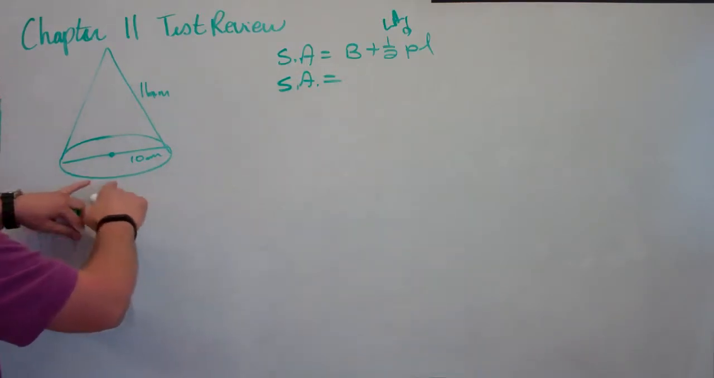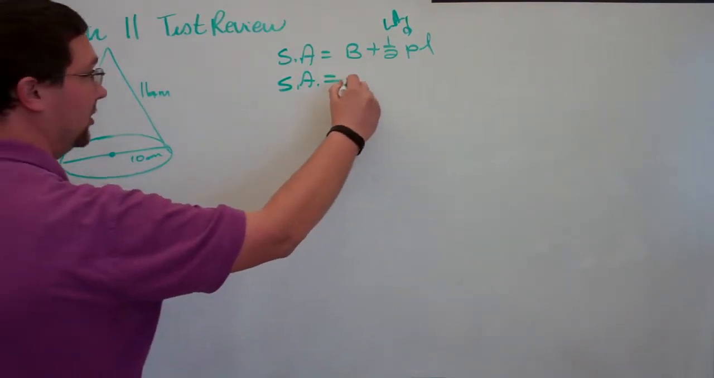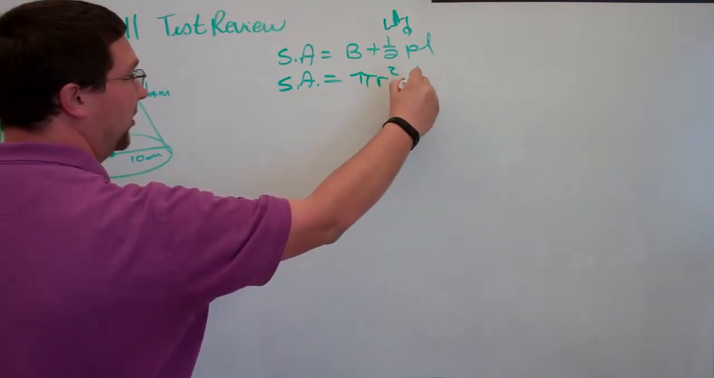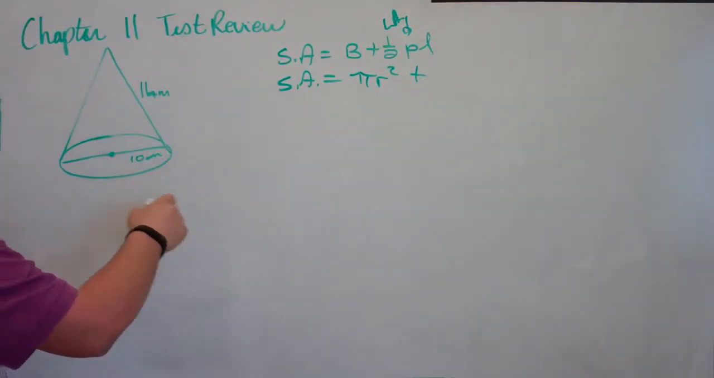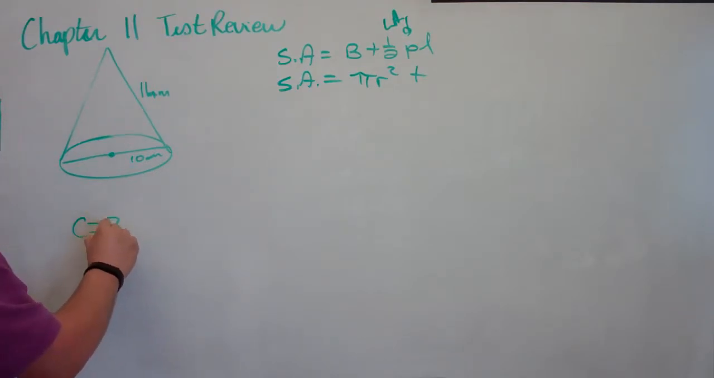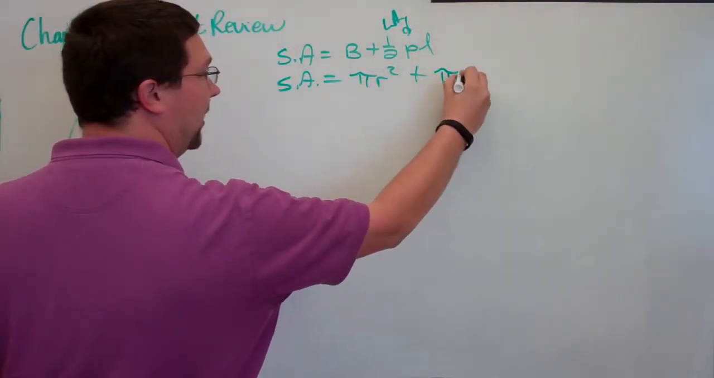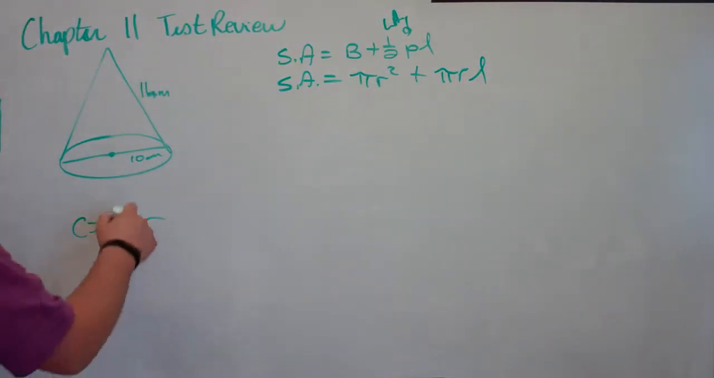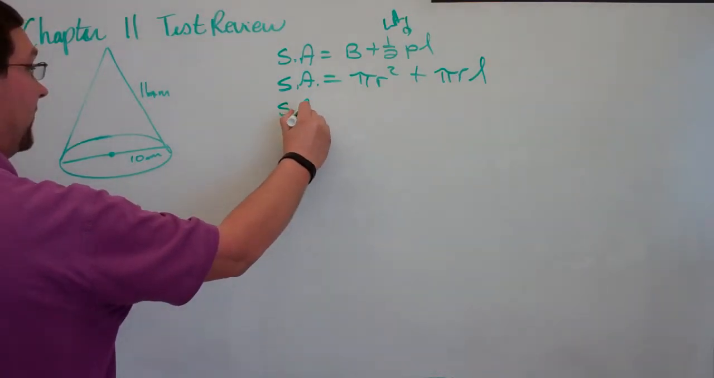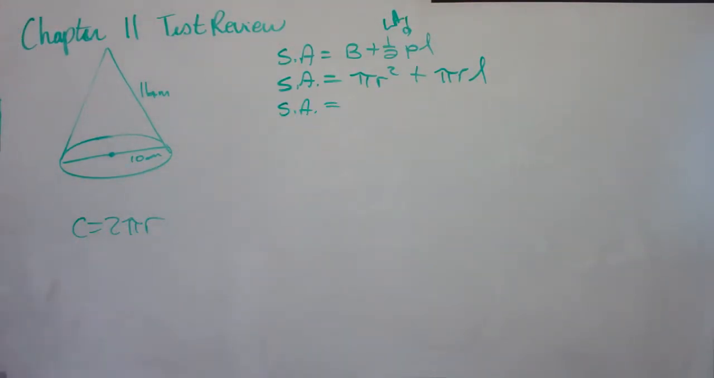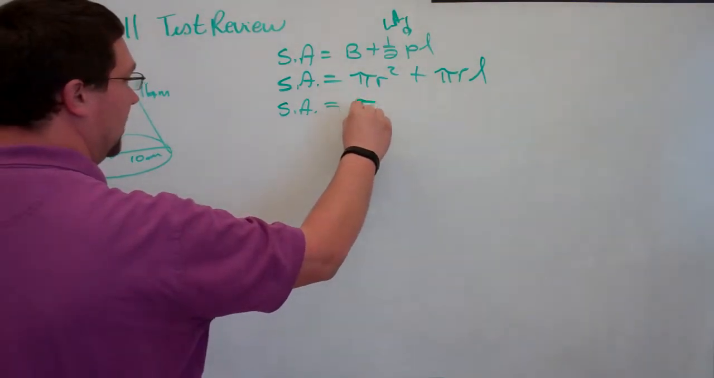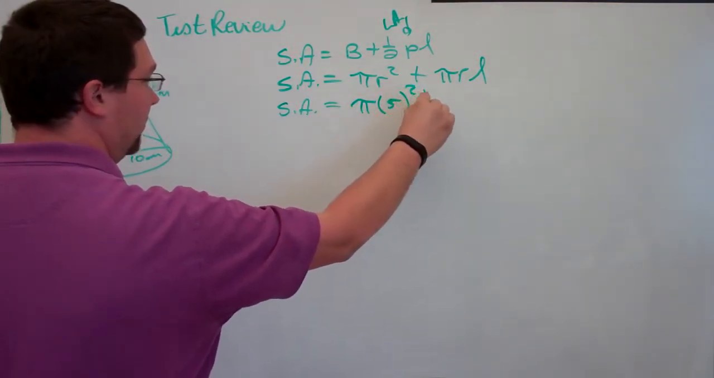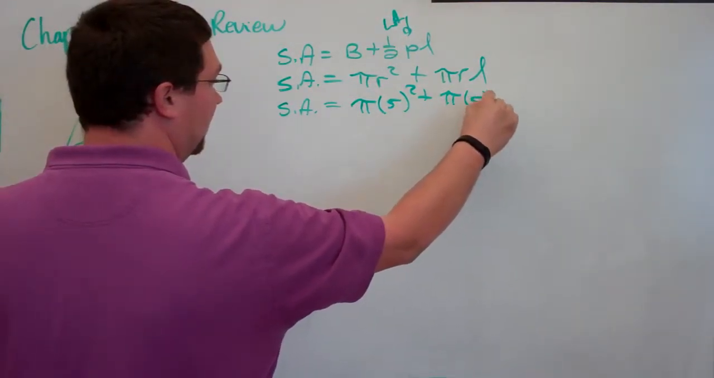The formula for the base, which is the formula for a circle, is pi r squared plus 1/2 PL. The perimeter here is going to be the circumference. Circumference is 2 pi r. Now that 1/2 and this 2 will cancel out, leaving the perimeter as pi r, and then you've got to multiply in your slant height. Now the diameter is 10, which means the radius is 5, because remember you just divide the diameter in half to get the radius. So this is going to be pi times 5 squared plus pi times 5 times 11.